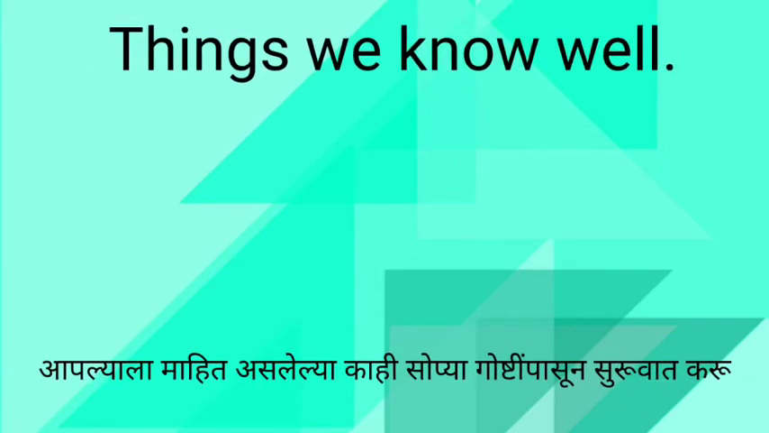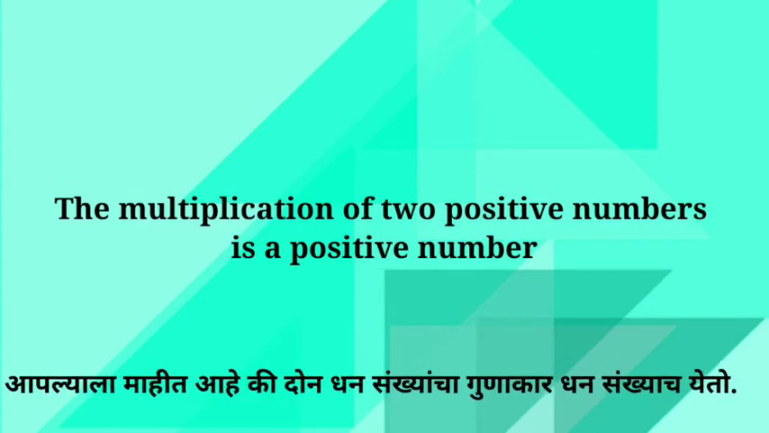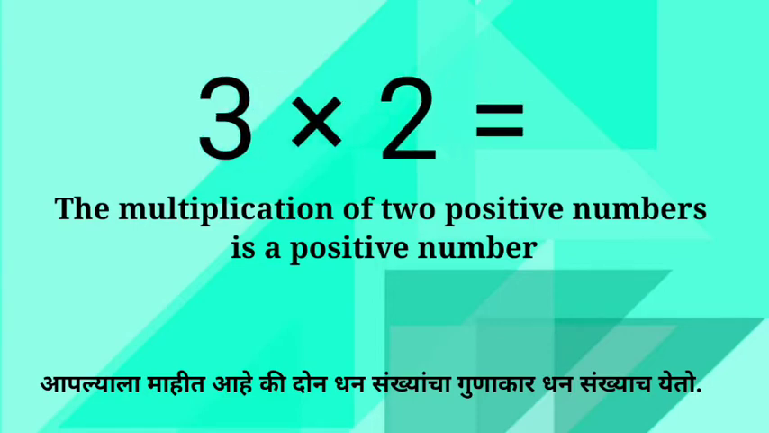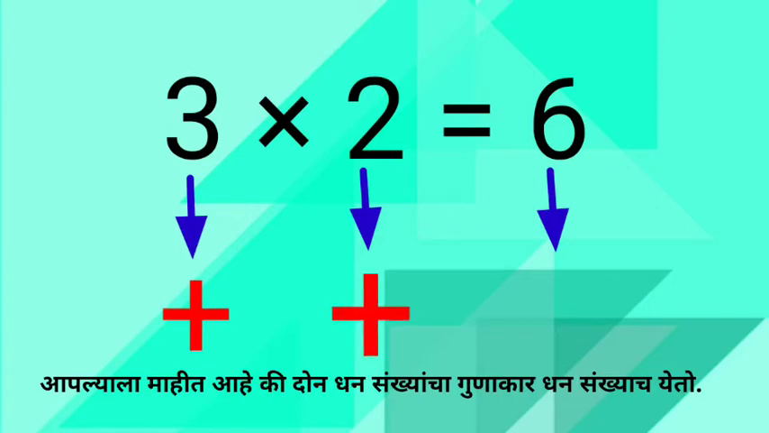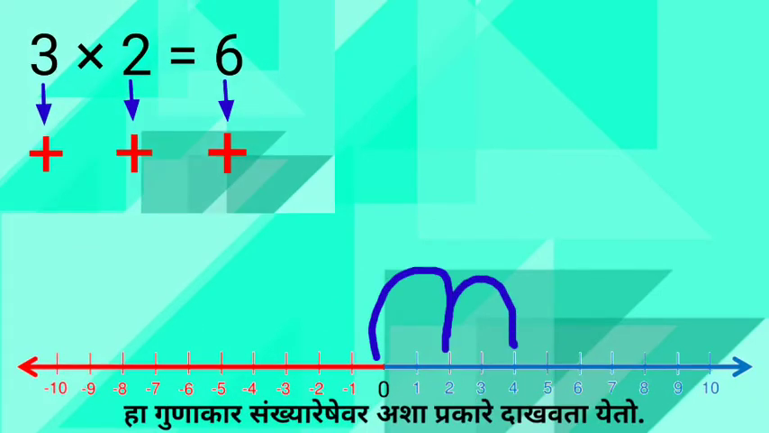So let's start with some simple things that we already know. We know that the multiplication of two positive numbers is a positive number. For example, 3 multiplied by 2 is equal to 6. That is, 3 times 2 is equal to 6. Here 3 is a positive number and 2 is also a positive number. So here the multiplication 6 is also a positive number. We can show this multiplication on the number line easily in this way.